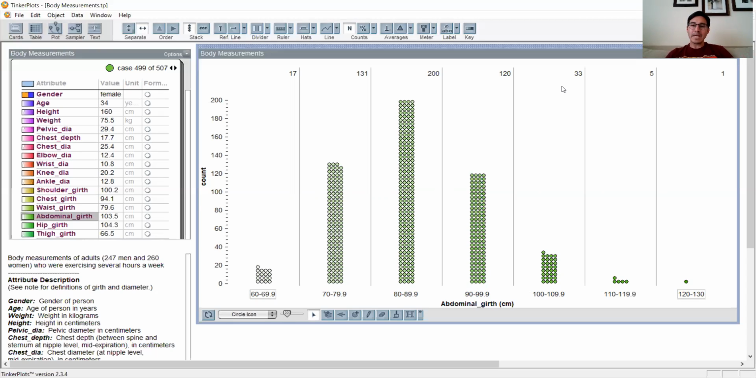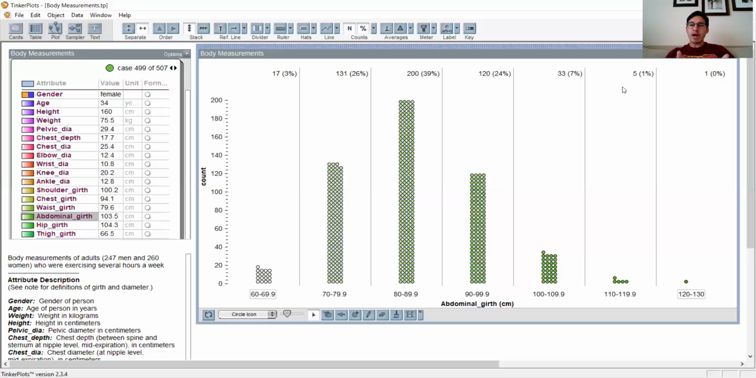So by binning the data in this way, it makes it easier to answer questions of how many or what percent. Had I clicked on the percentage sign, now I can see what percentage of individuals in this data set have abdominal girths above 100. 7 plus 1 plus 0, it's about 8%. These are rounded numbers, by the way.